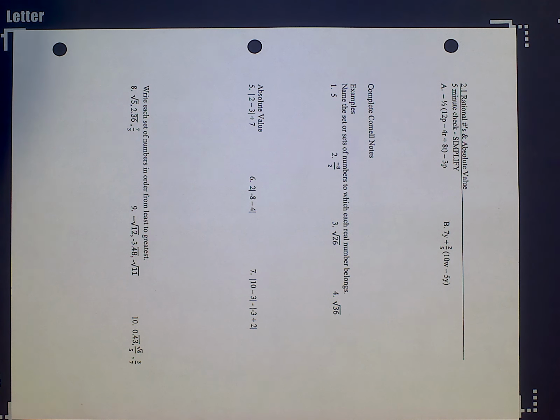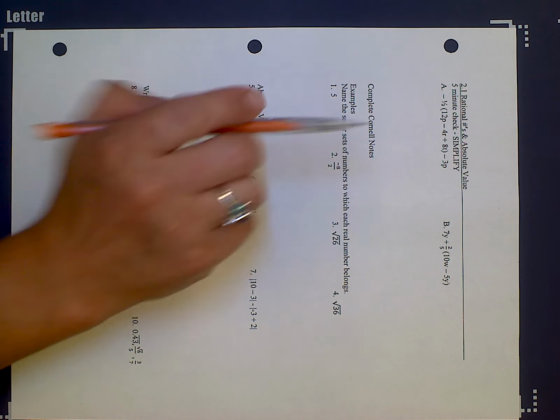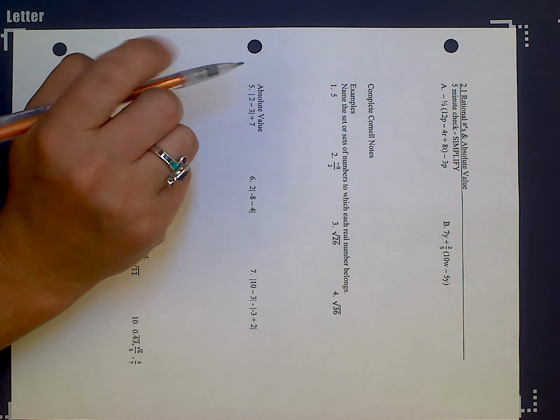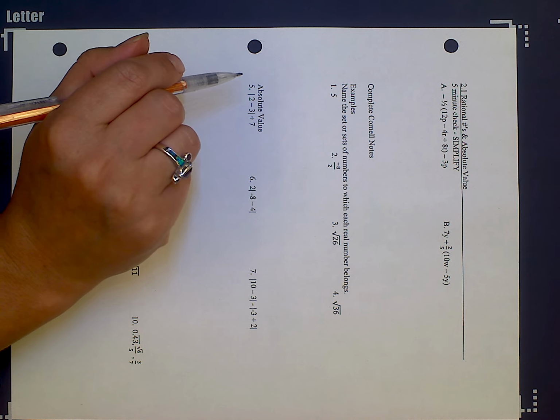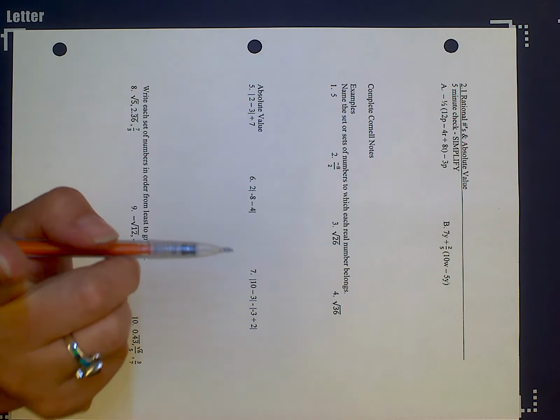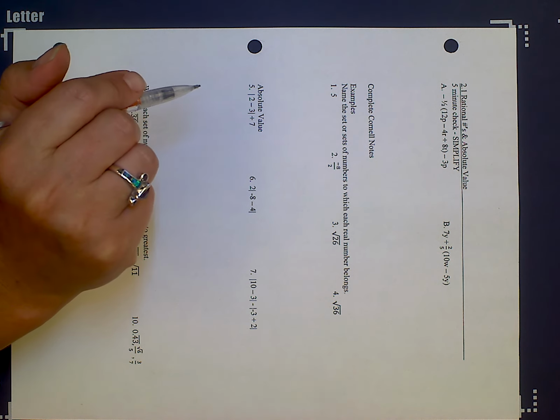Today we're going to talk about section 2.1, rational numbers and also absolute value. Before we begin, I want you to try to do these first two problems on your own. So I'll give you a minute. Go ahead and push the pause button to try those on your own. No cheating. We want to see if you remember what you learned in class yesterday.